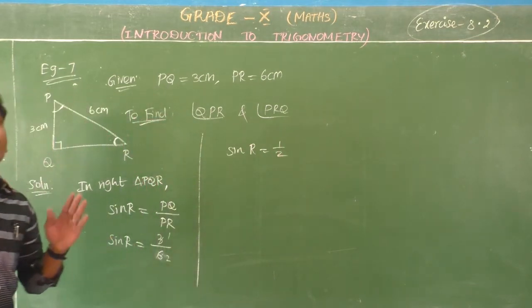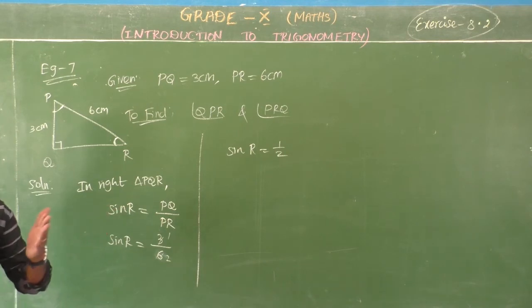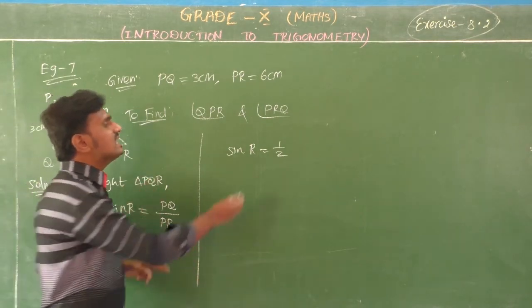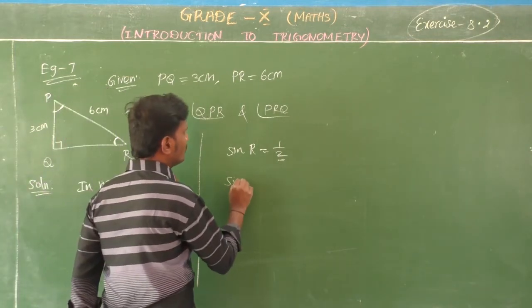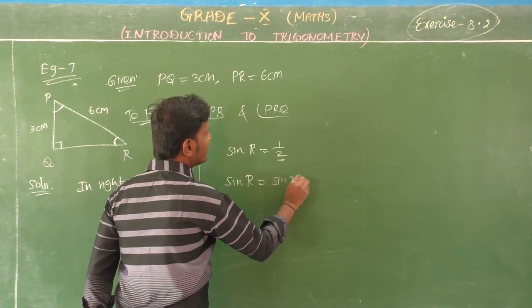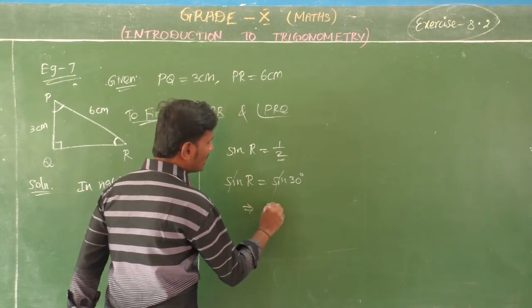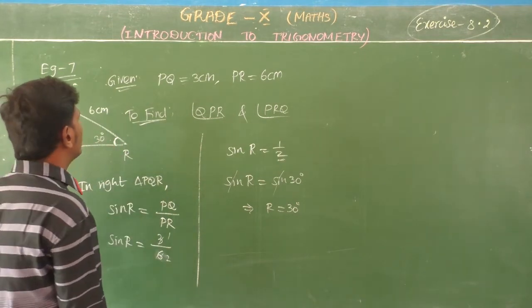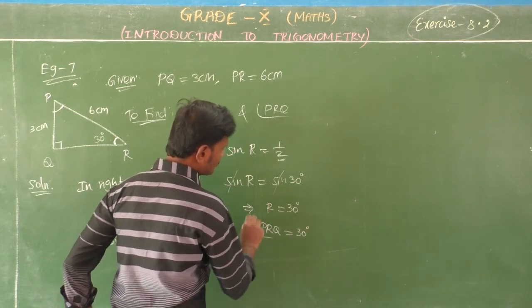Now we are going to find for what angle the value is 1 by 2 from the trigonometric ratio table. In the table, in sin theta, which is the angle for 1 by 2? It is very simple: sin 30. So sin R is equal to sin 30 degree. Now the sin on the left and right side will be cancelled, so R is equal to 30 degree. So that is PRQ, which is equal to 30 degree.